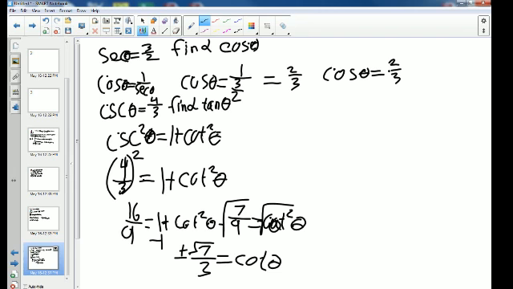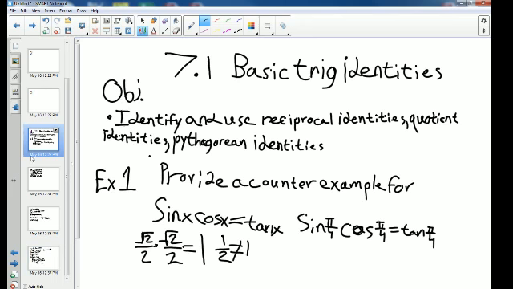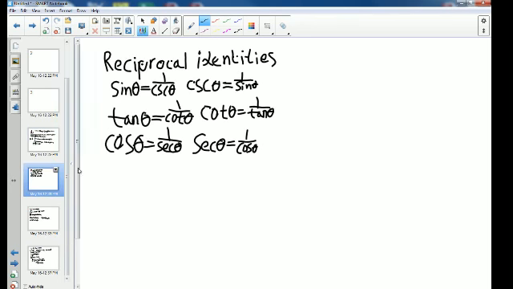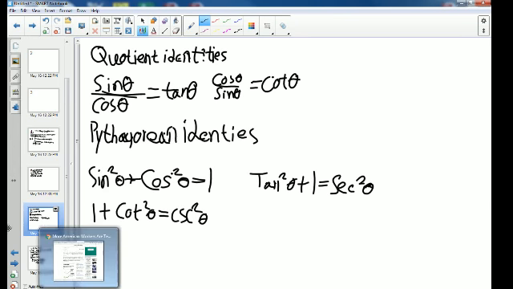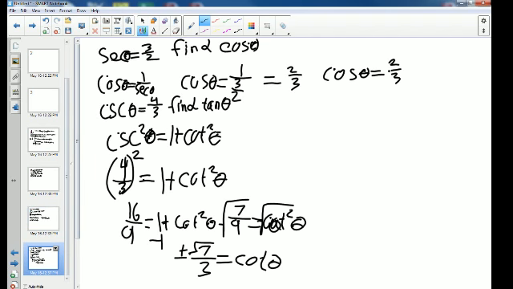And that is it. Just to recap what we went over today, we went over 7.1 basic trig identities. We learned how to identify and use the reciprocal identities, right here. Then we identified quotient identities, boom, right there. And then we identified Pythagorean identities. And we used them in actual problems, as you can see.